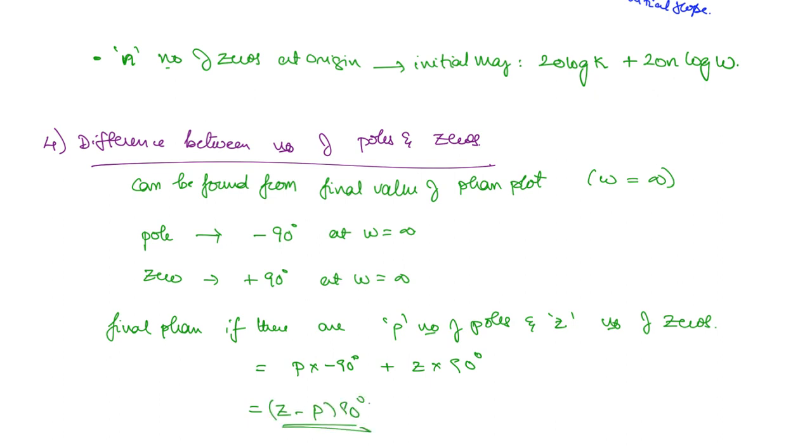So whatever the final phase is, if you equate it to (z minus p) times 90 degrees, then you are going to get the value of z minus p, which is nothing but the difference between the number of zeros and poles. So this is one piece of information that you can get from the phase plot. In some instances, this will also become necessary.